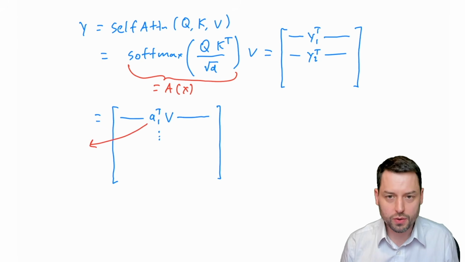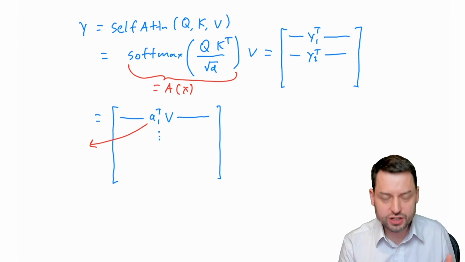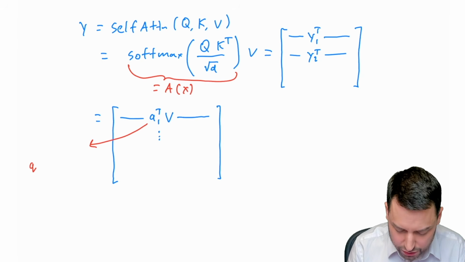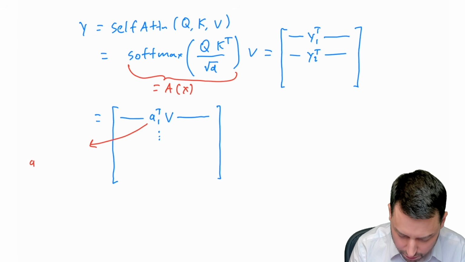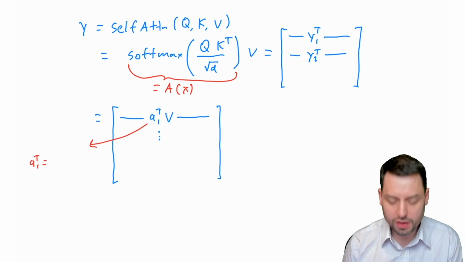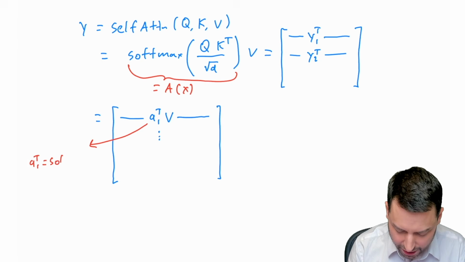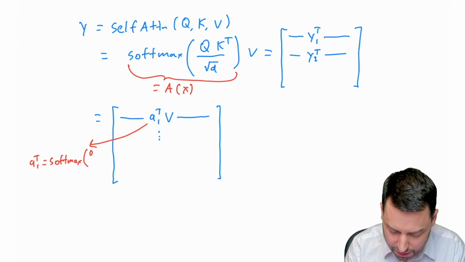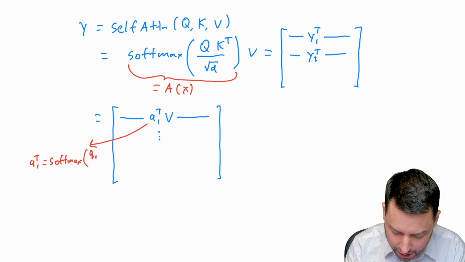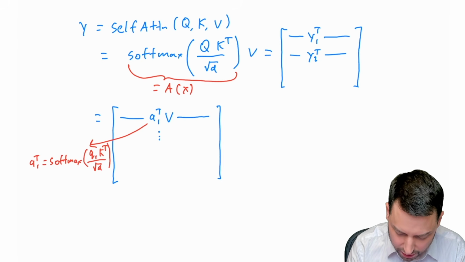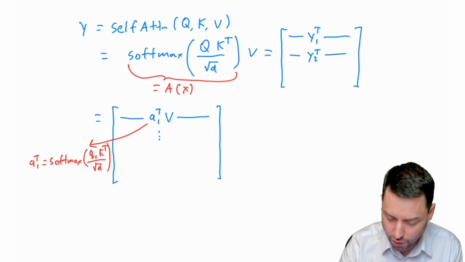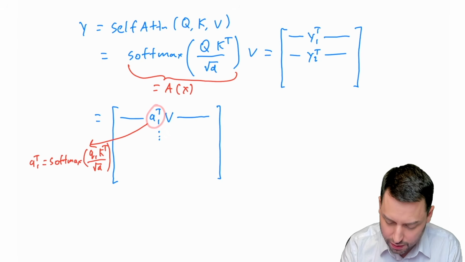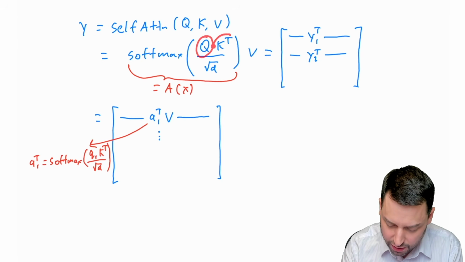That first row of the output of the attention matrix, that would be equal to, so A1 transpose is going to be equal to, well, it's still going to be the softmax, right? Because we still have that operation. But then the first row of the internal term here is just going to be the first row of Q times K transpose over square root of D, right? Because again, if we want to know the first row here, that would just be the first row of this matrix times this matrix.